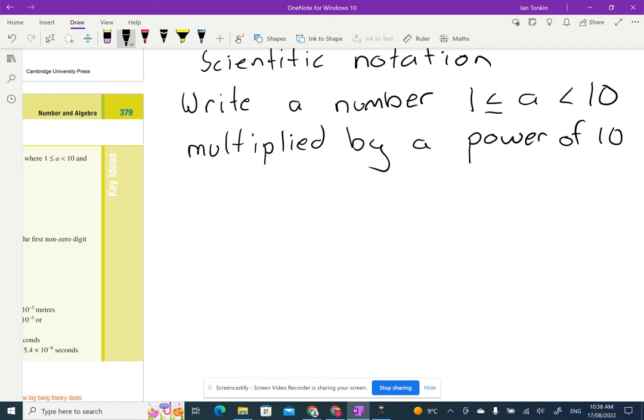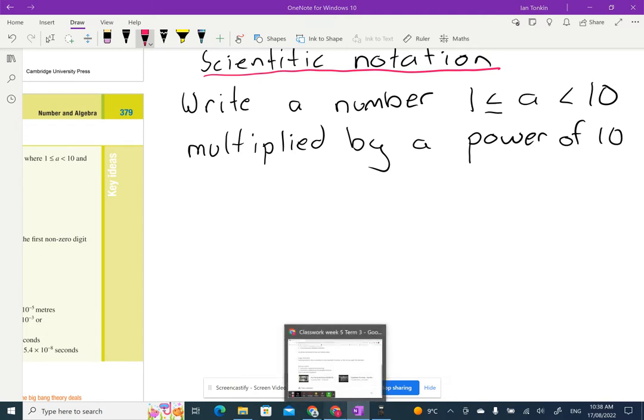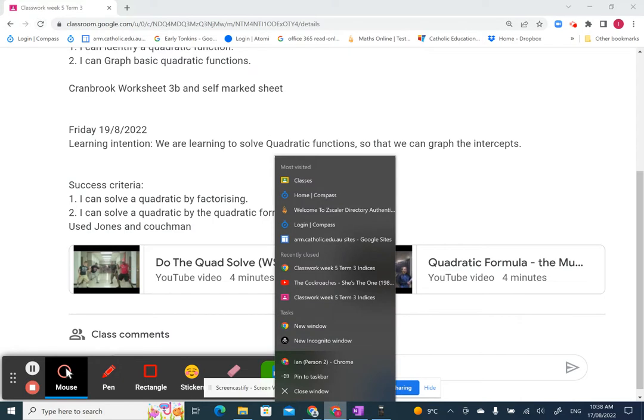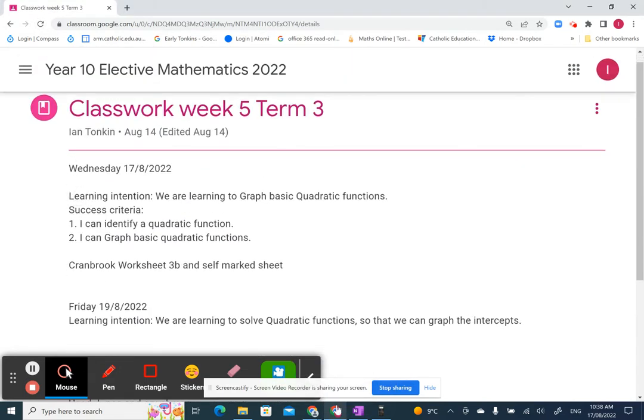Now, as long as you can convert numbers into scientific notation and out of scientific notation to get the number, you're going to be all right. So in class, we go back here. In class, we did these ones.